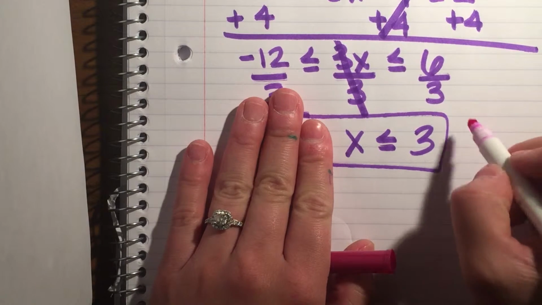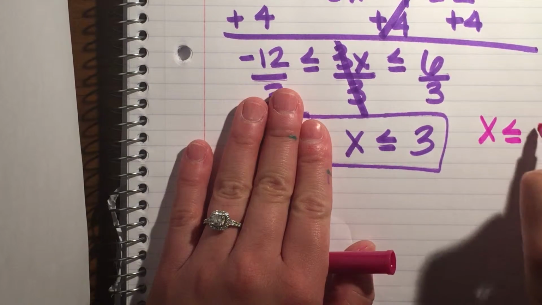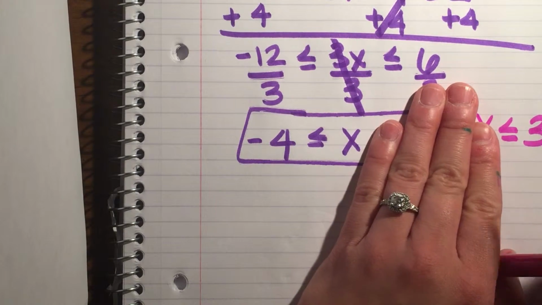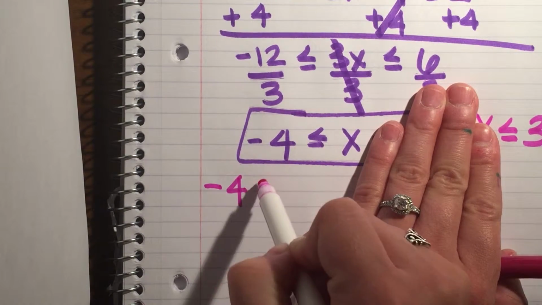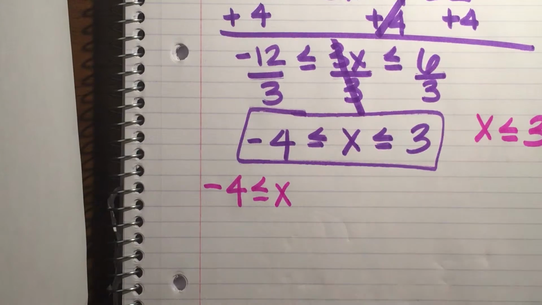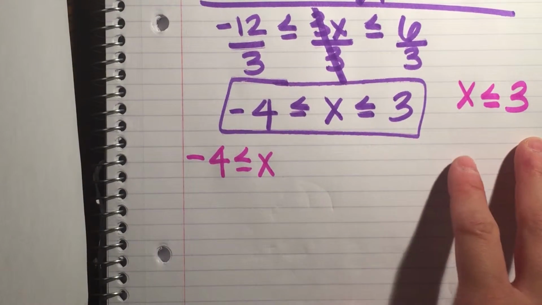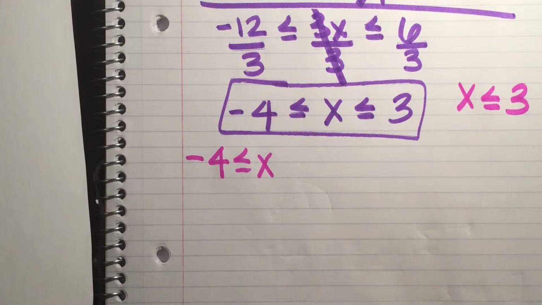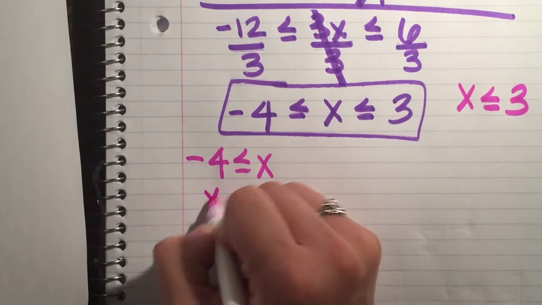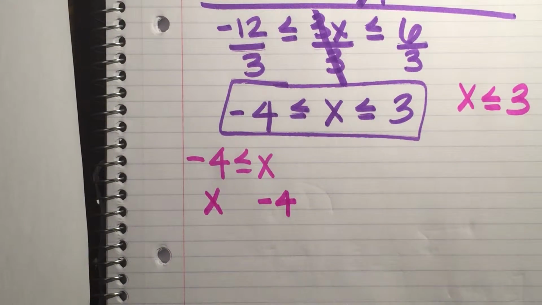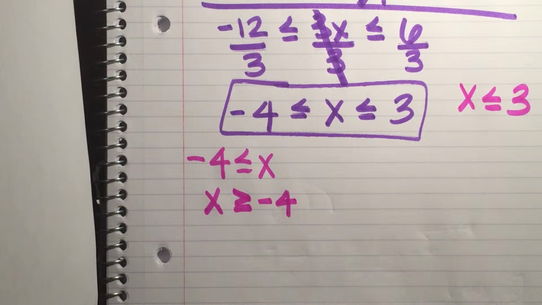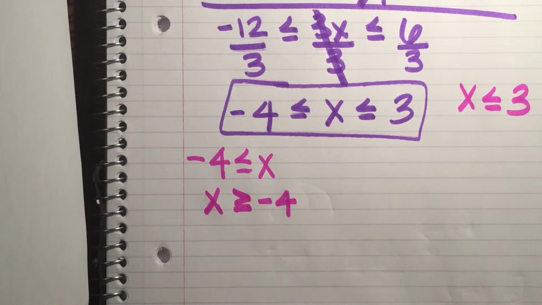Cover this side up and you have x is less than or equal to 3. Cover this side up and you have -4 is less than or equal to x. Well, whenever we write our inequalities or our equations, we want to make sure our variable's on the left. So this is a quick fix. All you do, switch them and flip the direction of your inequality sign. That way it still reads properly.